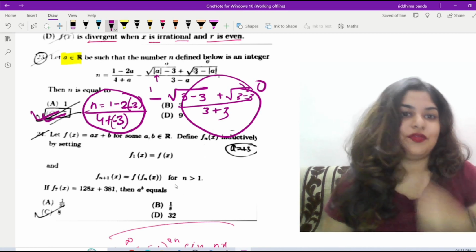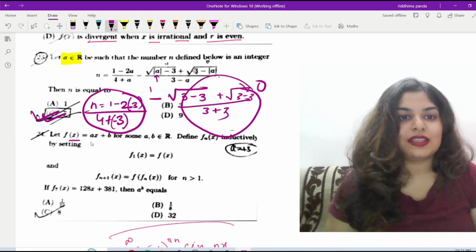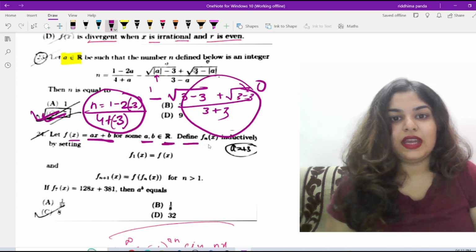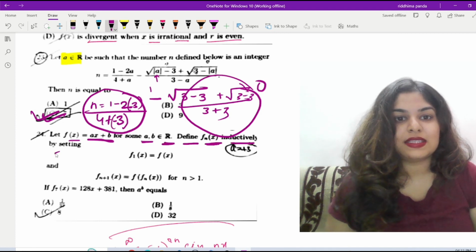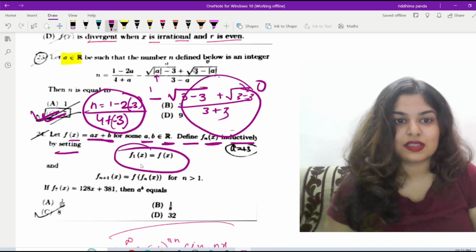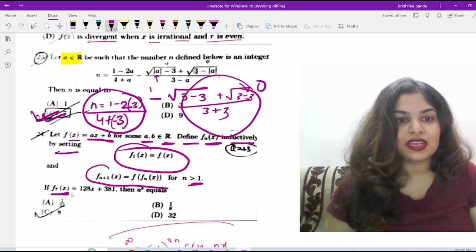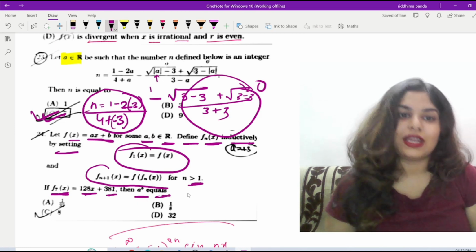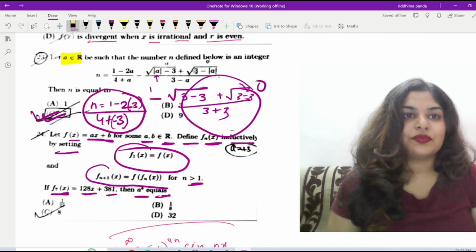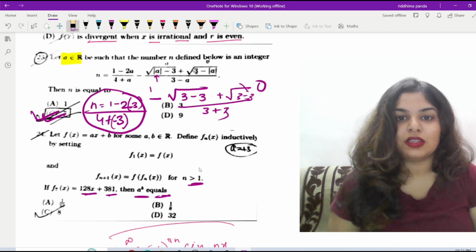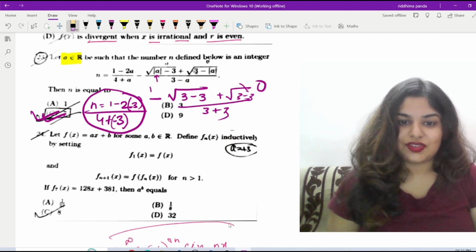Question number 24. Here it is given that let f(x) equal ax plus b for some a, b belonging to R. Now define f_n(x) inductively by setting f_1(x) equal to f(x) and f_(n+1)(x) equal to f(f_n(x)) for n greater than 1. If f_7(x) is equal to 128x plus 381, then find a to the power b. This we have to find out. So let's see the solution, step by step, writing whatever information is given in the question.